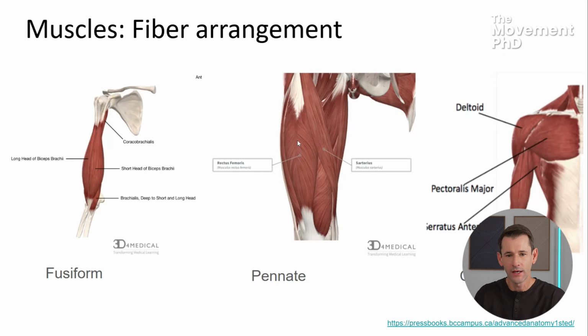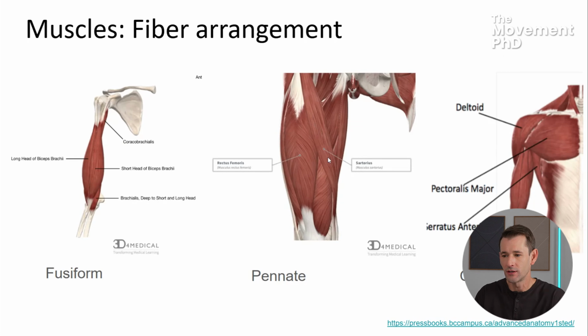So rec fem or rectus femoris of your quadriceps is a great example of a pennate muscle because you have all these fibers that converge on a central tendon, and it allows that rectus femoris to have a lot of fibers in it, more fibers than if it was a parallel. So it can generate a lot more force. But that force is not going to be over as far of an excursion. So pennate muscles are designed for force generation, and they give up some excursion for that.